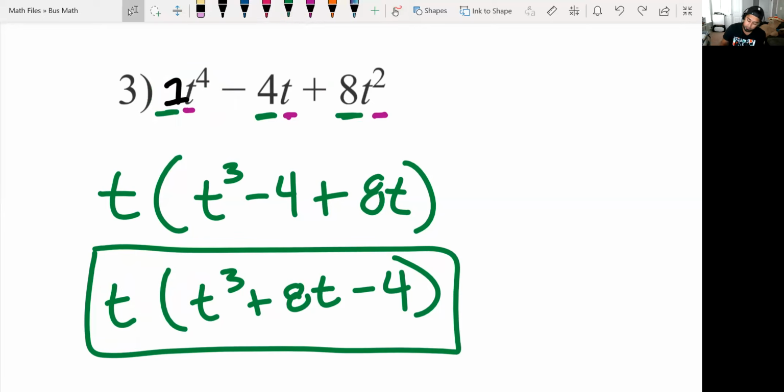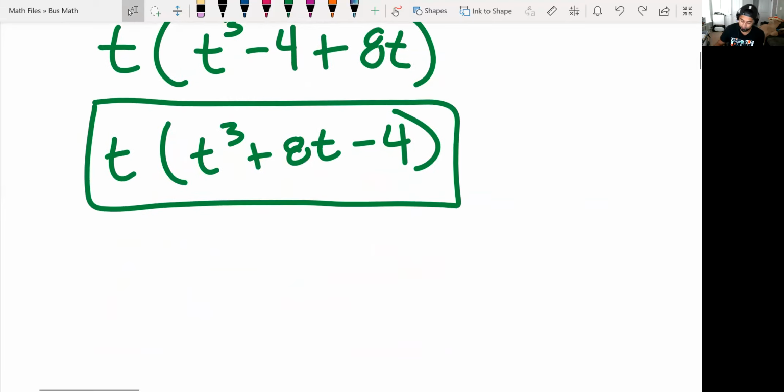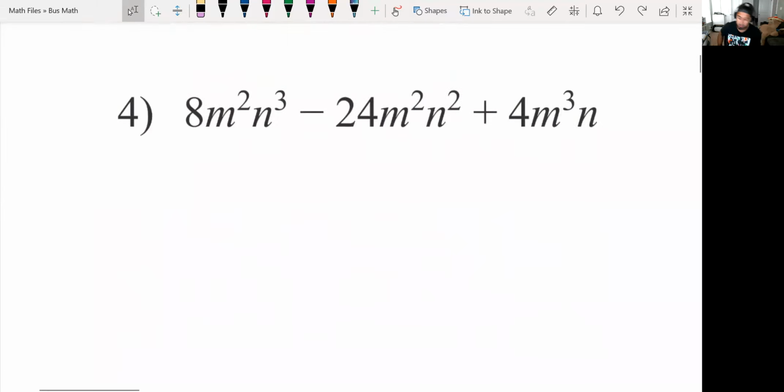Okay. Next. Oh boy, look at that one. All right, 8m squared n cubed minus 24m squared n squared and 4m cubed n. Let me put these on. My eyes are already feeling it. That blue light, I'll have no eyeballs by the end of the semester.